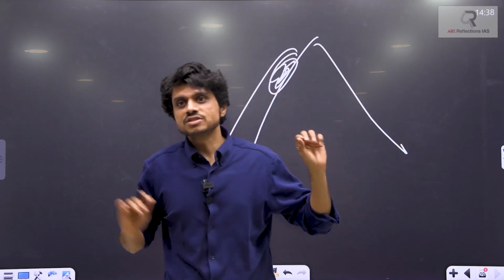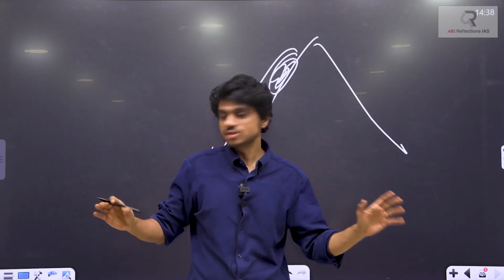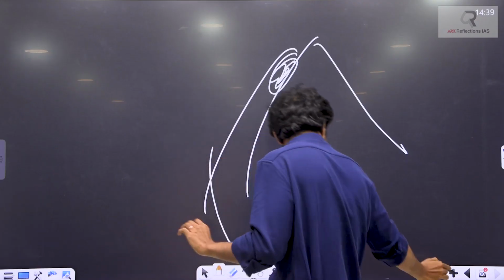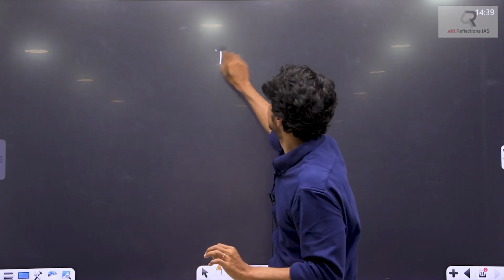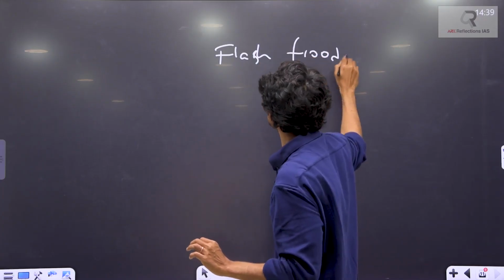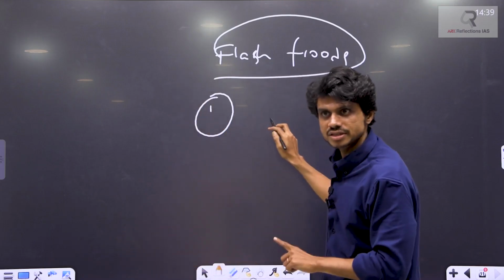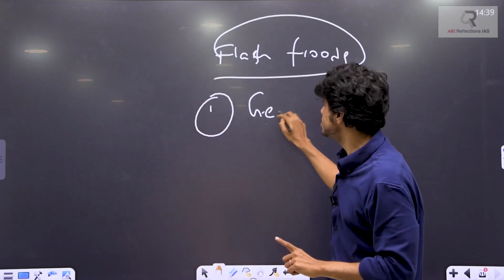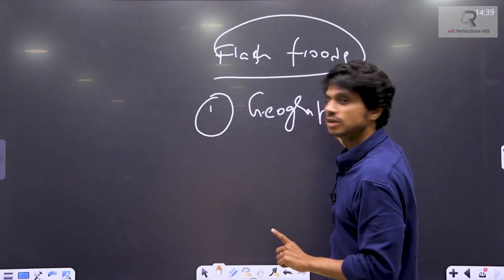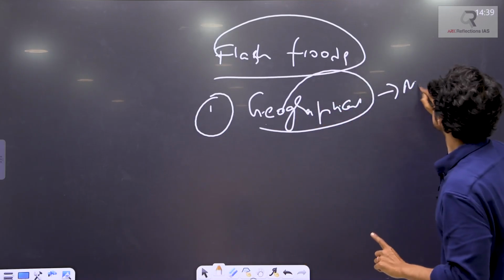So there they will show that your water has a huge amount of sediments. So this scenario of flash floods, focus, come back. This scenario of flash floods in the Himalayan region has reasons of geographical region and meteorological condition. Focus please. Geographical, meteorological condition.